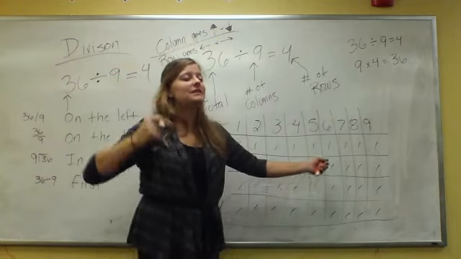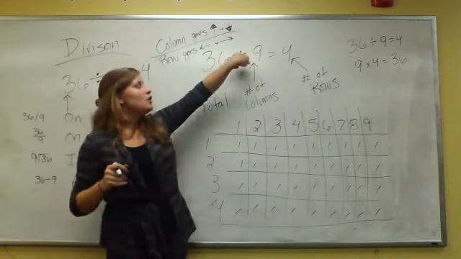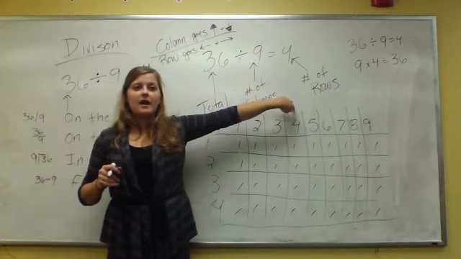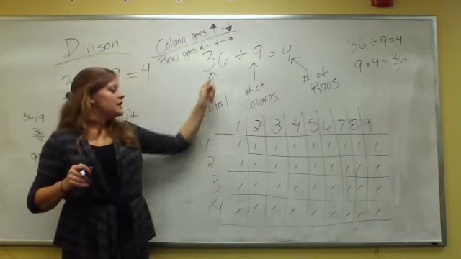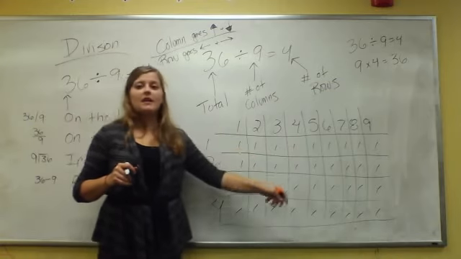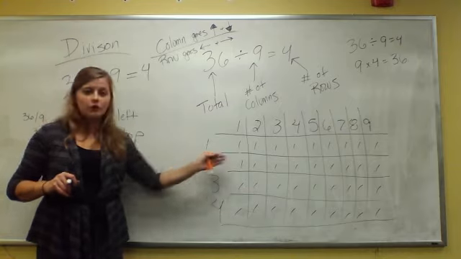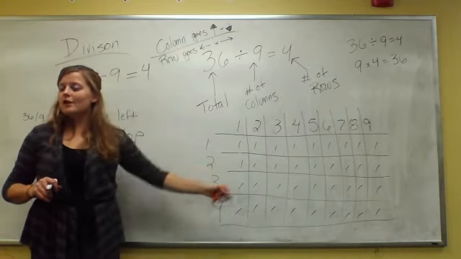Okay? So, this is division. This is what you're doing when you divide. So you've got your total, your number of columns. All I did was label 1 through 9. I took my 9, I made 9. I filled in 36 pieces, and then I went back and said, okay, here's 1 row of 9 pieces, 2 rows of 9 pieces, 3 rows of 9 pieces, and 4 rows of 9 pieces.